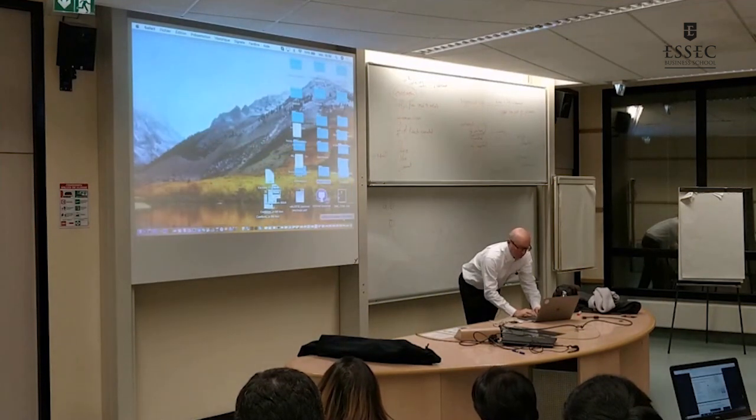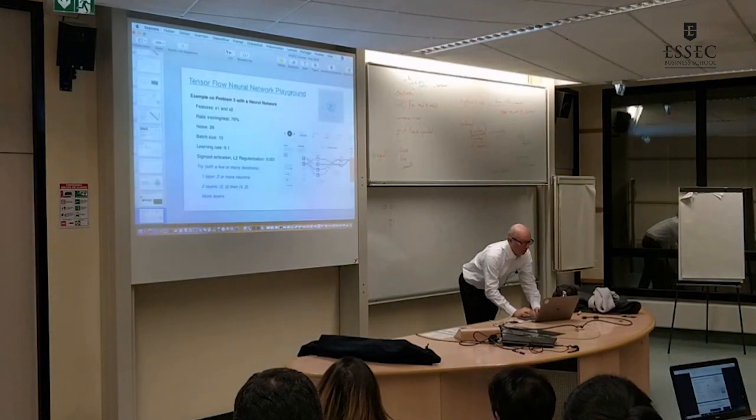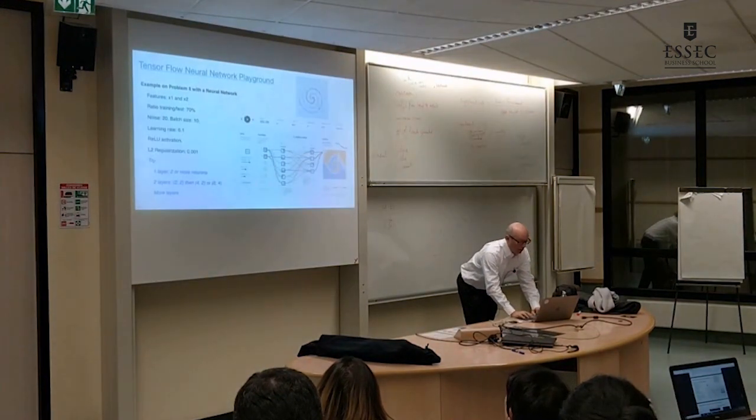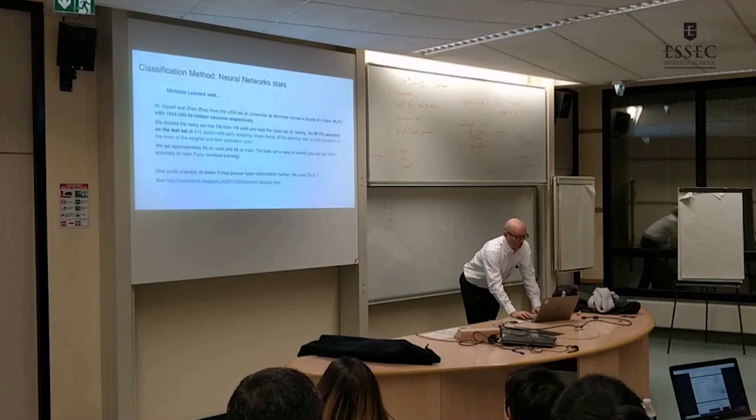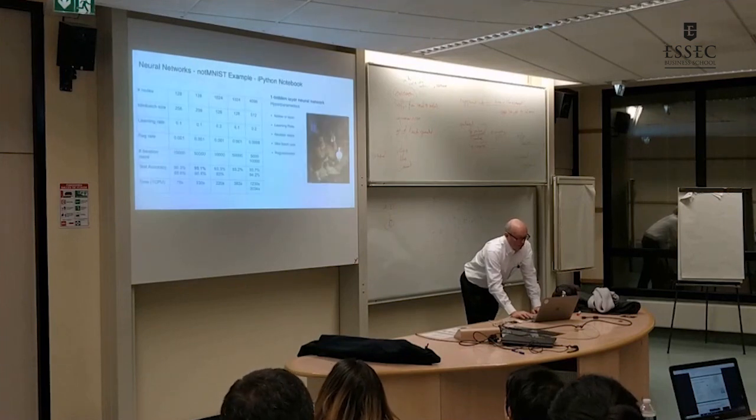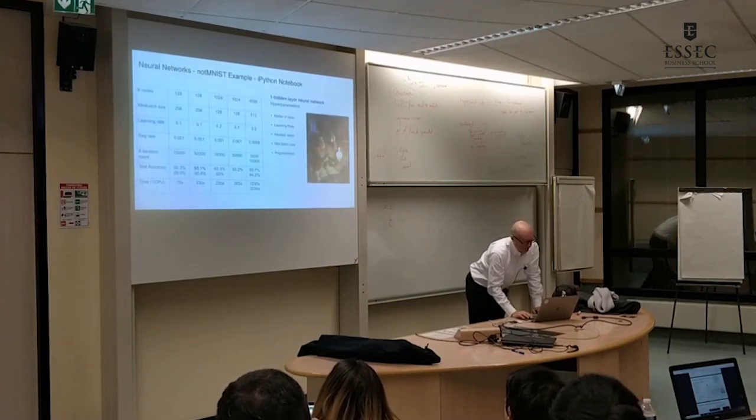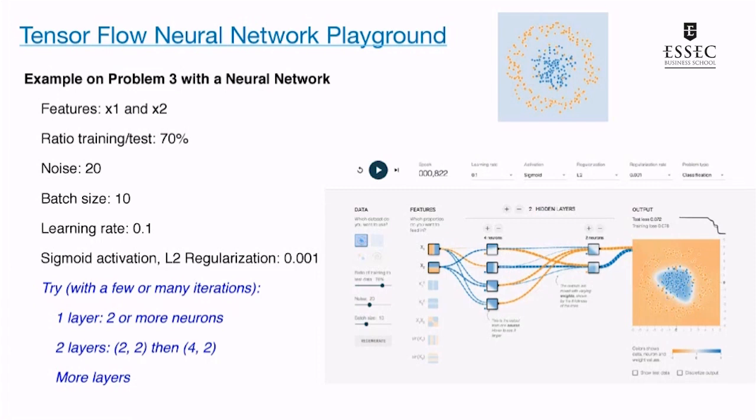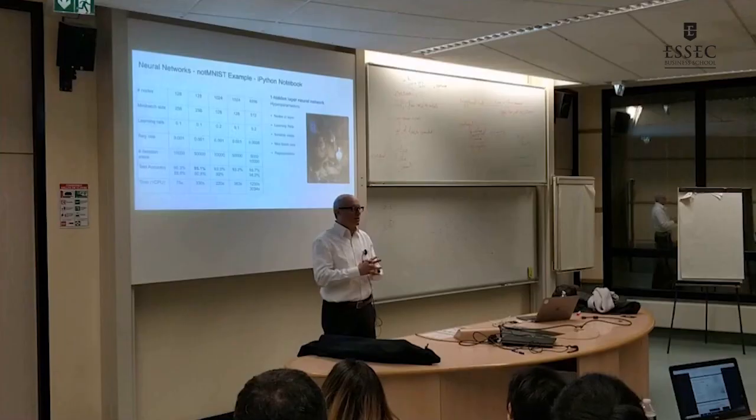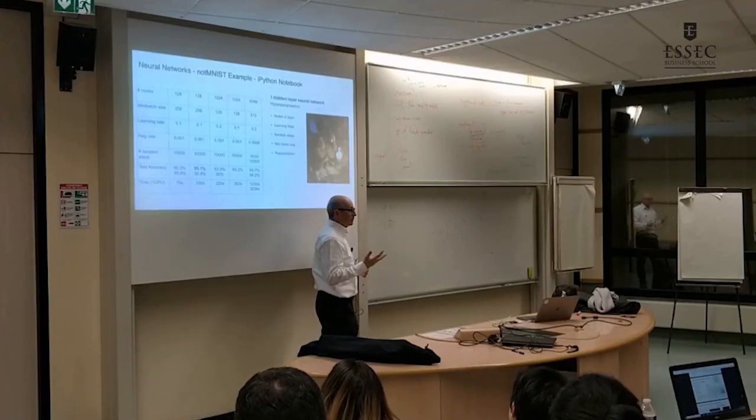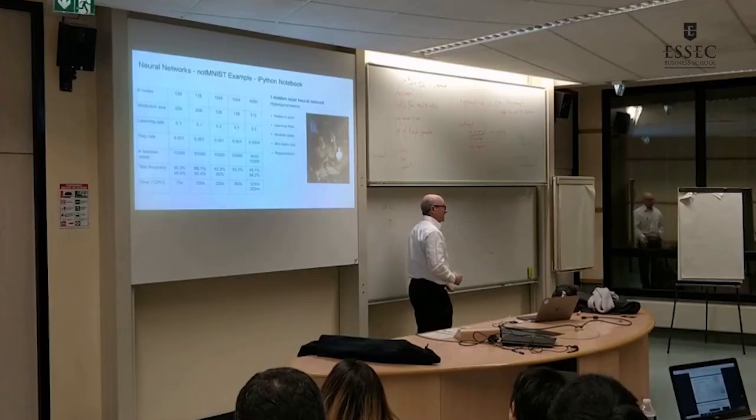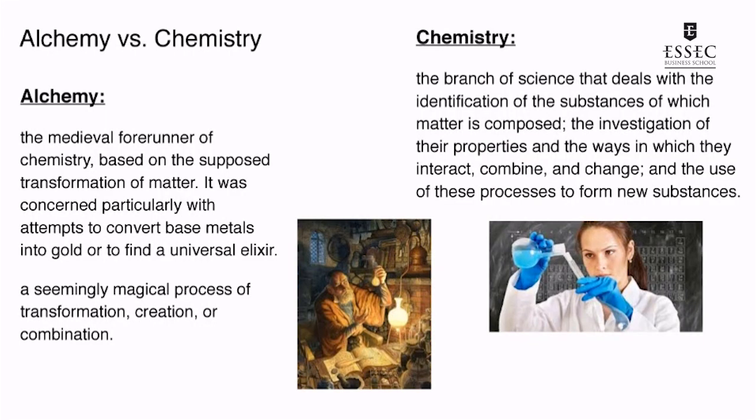One thing you need to keep in mind when dealing with neural networks is that the parameters, the number of layers and how many neurons you have in each layer, are a part chemistry and a part alchemy. Do you know the difference between alchemy and chemistry?